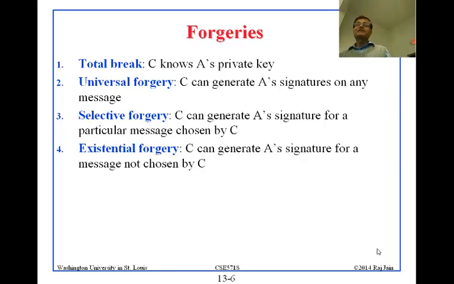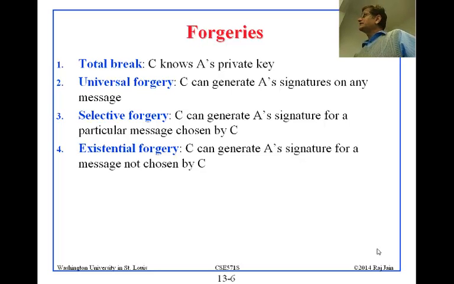C knows A's private key. If somebody breaks into your computer and gets your private key, that's a forgery, right? That is possible. Universal forgery: C can generate A's signature on any message. So this is a crime where C would have to know your private key to sign any message, but there could be some way, and I don't know how, that without knowing the full private key, C could still generate signatures. If you had a very big signature algorithm, which I don't think is possible. So anyway, this is a universal forgery.